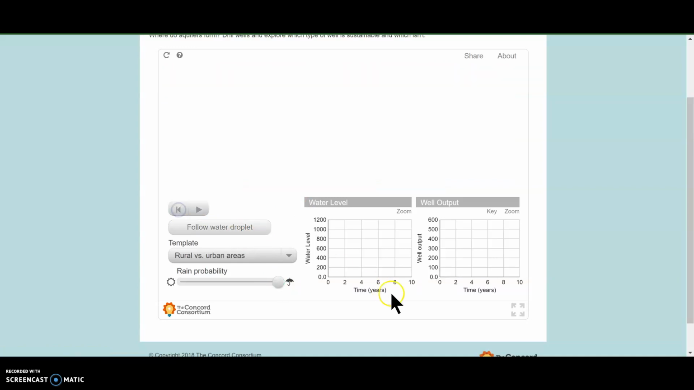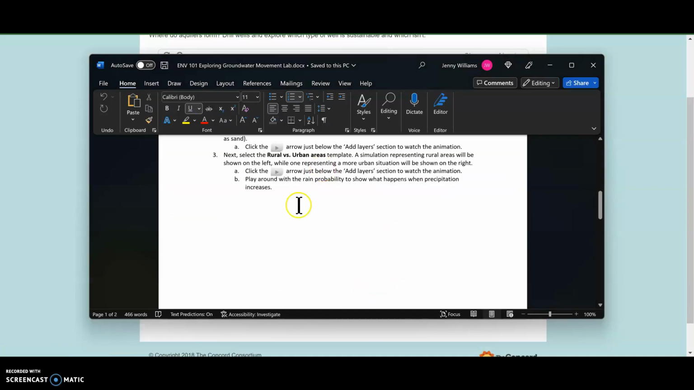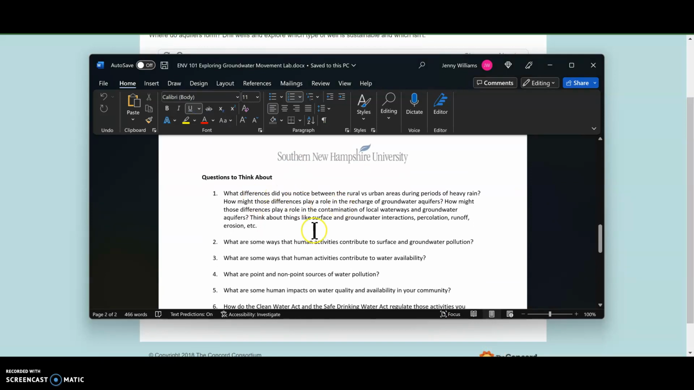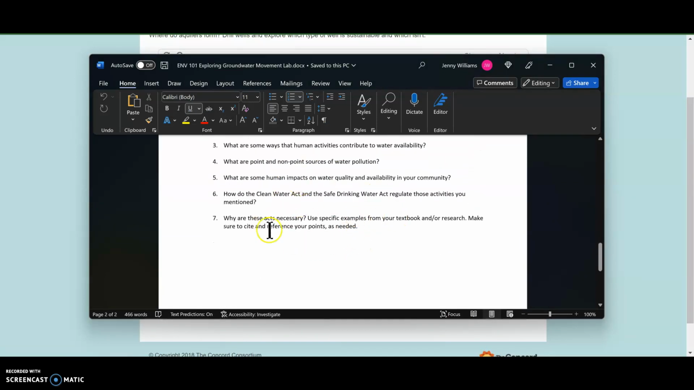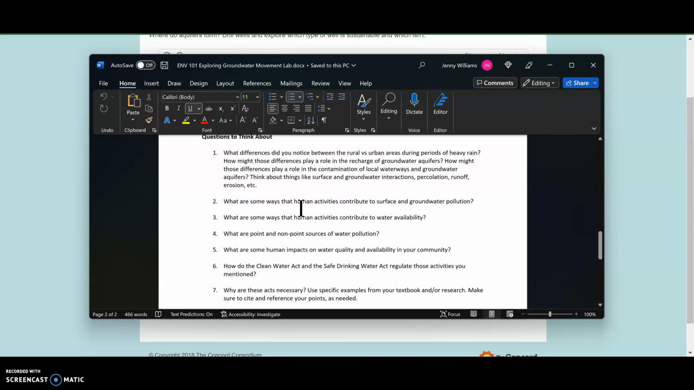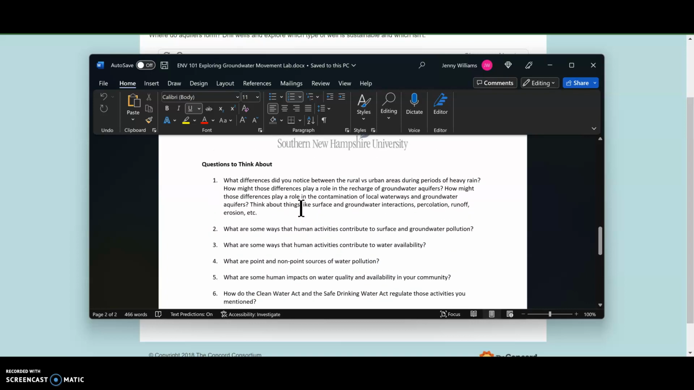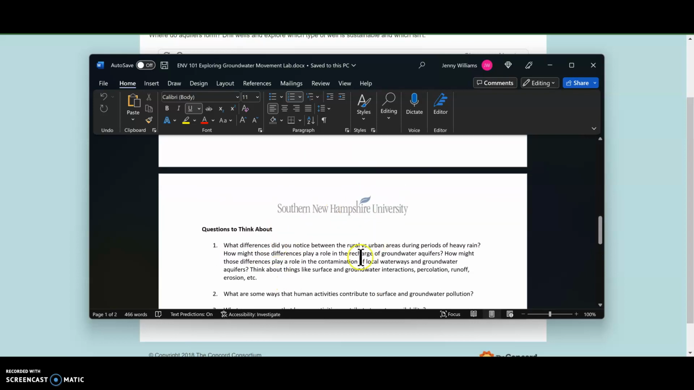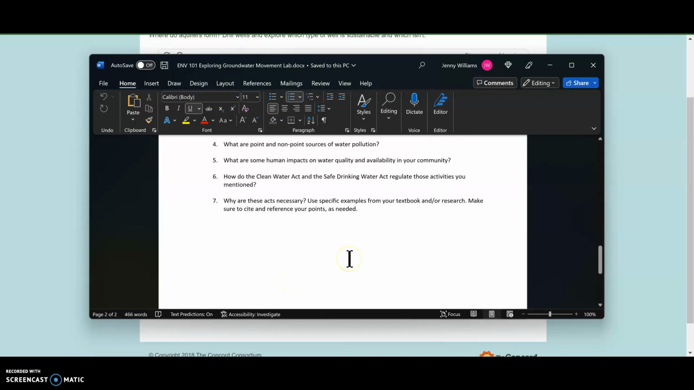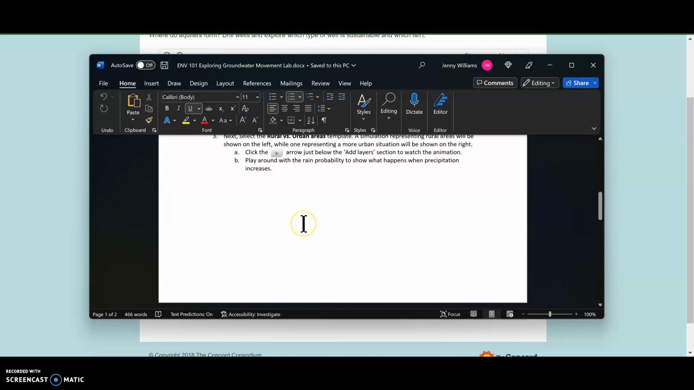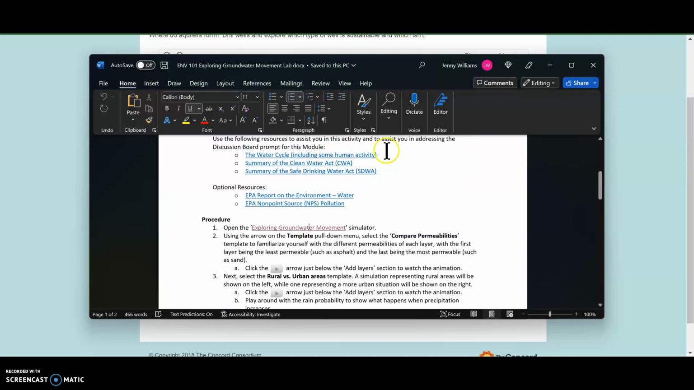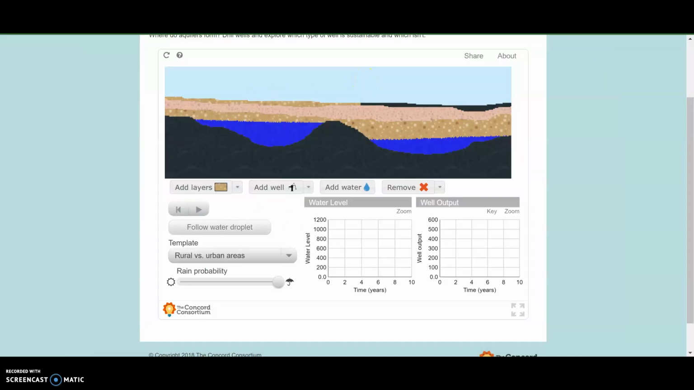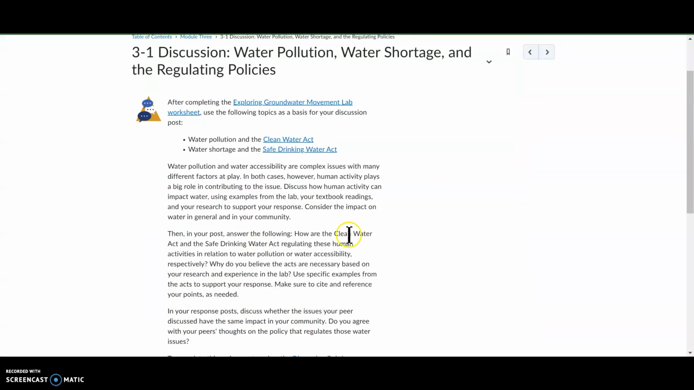Now, we're going to go back to our paper. There are questions to think about. You do not have to answer these questions. This is just something for you to go through and think about to get you ready for your discussion post. So I am not expecting you to fill this out and submit it. That's not needed. It's just a simulation to show you differences, to help you understand what the water cycle is, and to prepare you to answer the questions that are in your discussion, which would be right here.